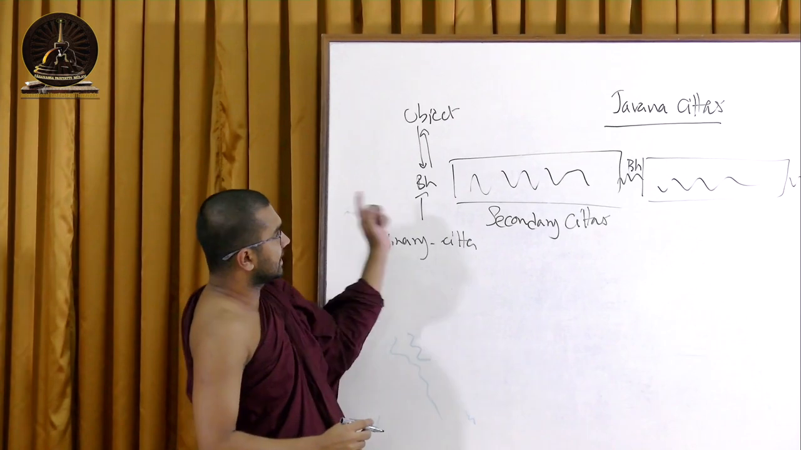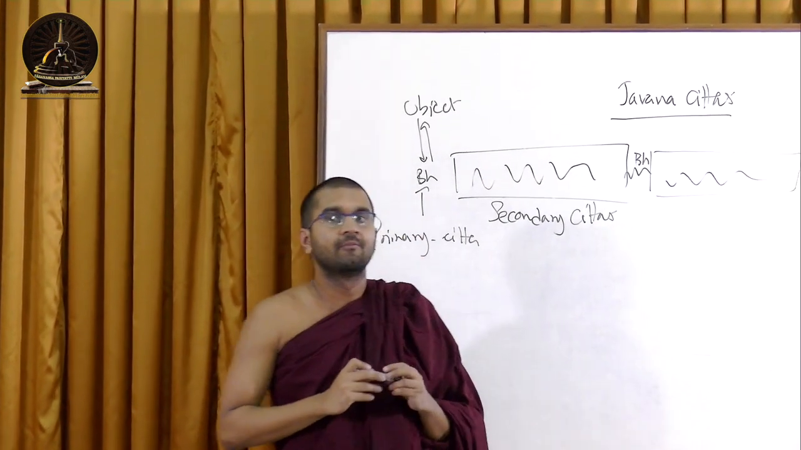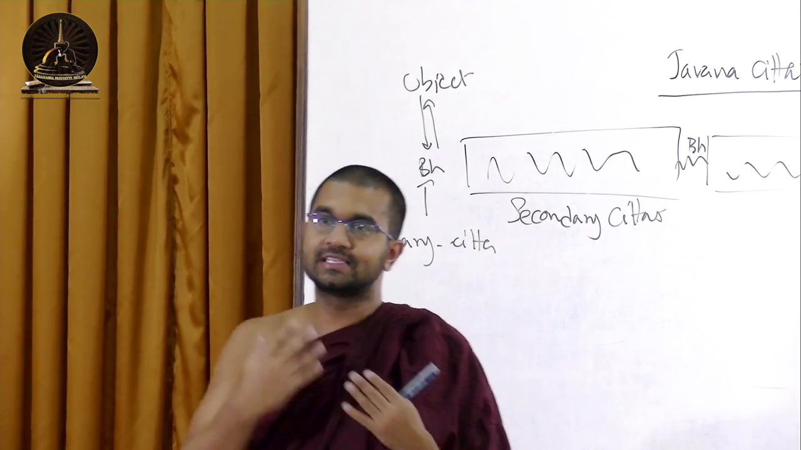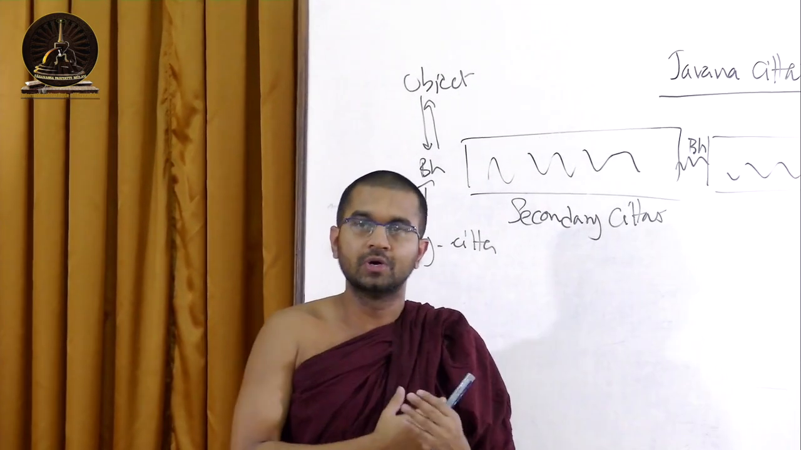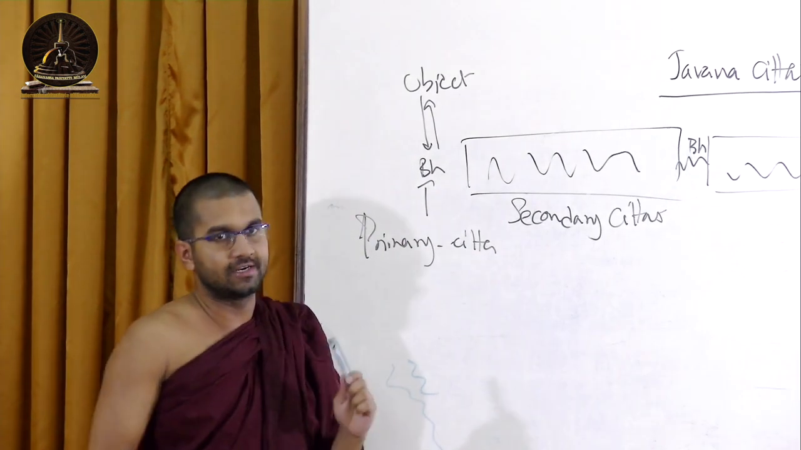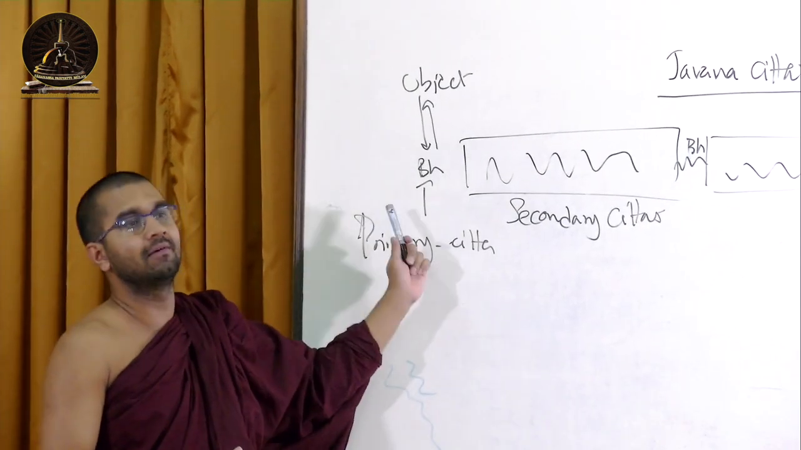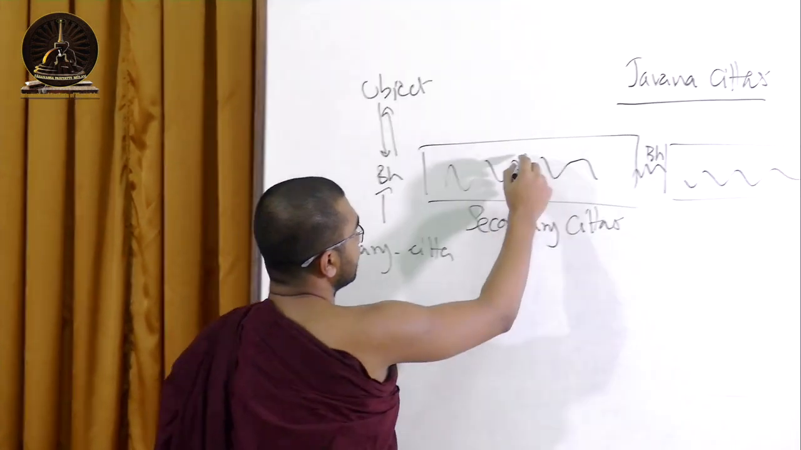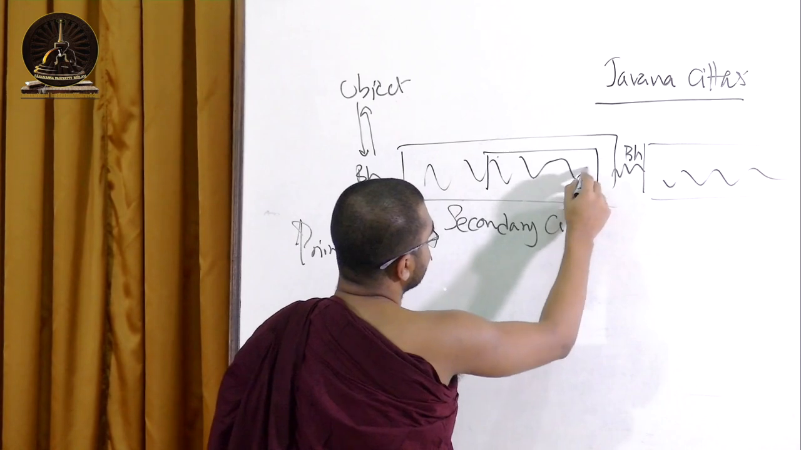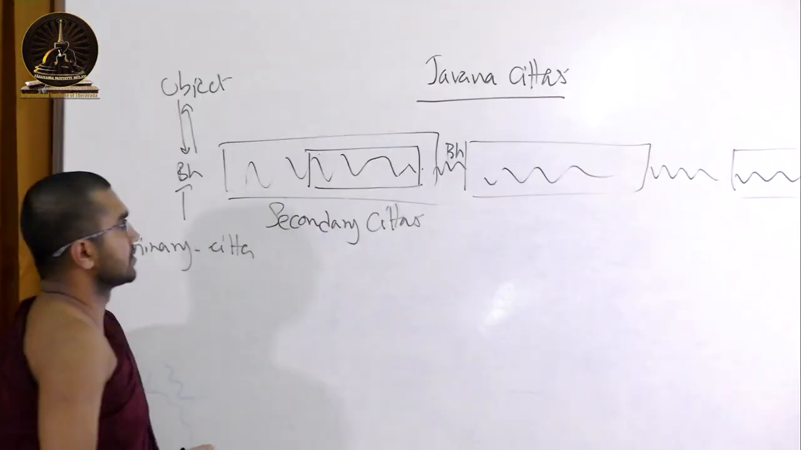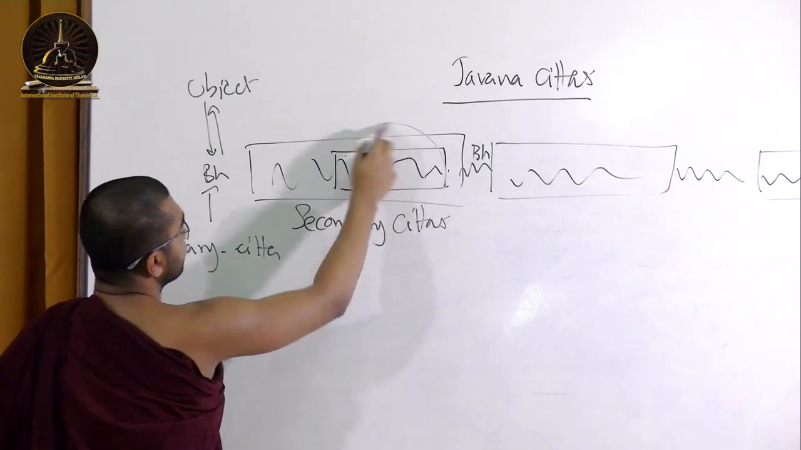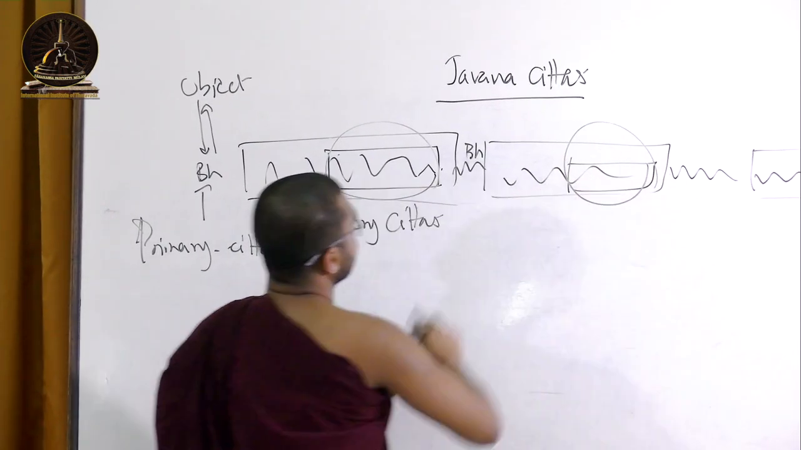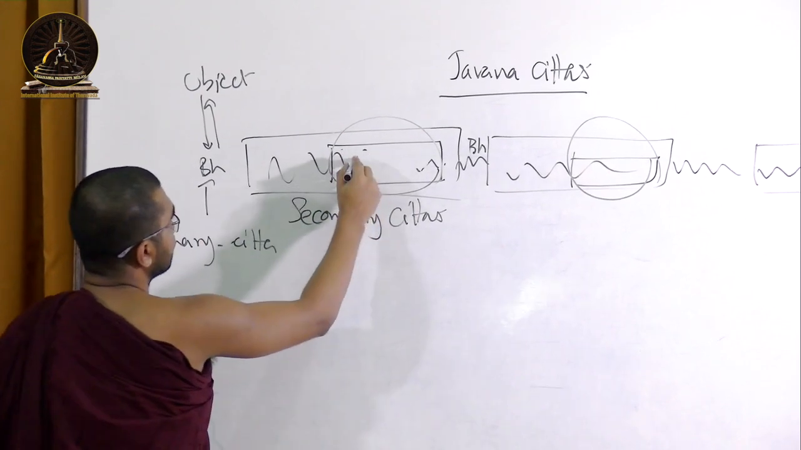The secondary cittas are the ones which are prominent to us, which are apparent to us. The bhavanga citta is the door, so it never becomes an object of the secondary cittas. Whatever object strikes at the bhavanga citta becomes the object of the secondary cittas. Within these secondary cittas, there are certain cittas which have an extra force. All the activities are done by these cittas. They are the ones we call javana.